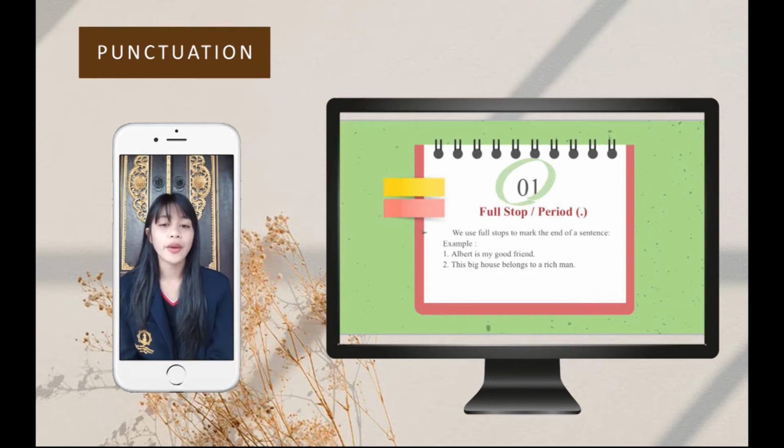Full stop or period. We use full stop to mark the end of a sentence. For example, Albert is my good friend. Put a full stop to show the end of a sentence. Number 2, this big house belongs to a rich man. And also put a full stop to mark the end of a sentence.